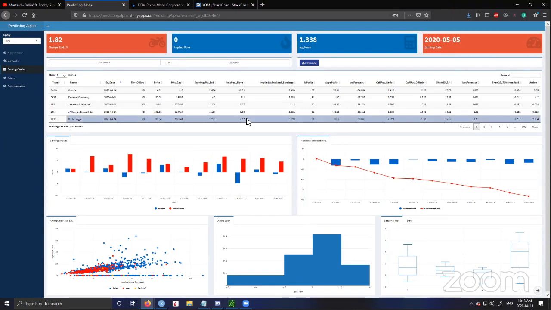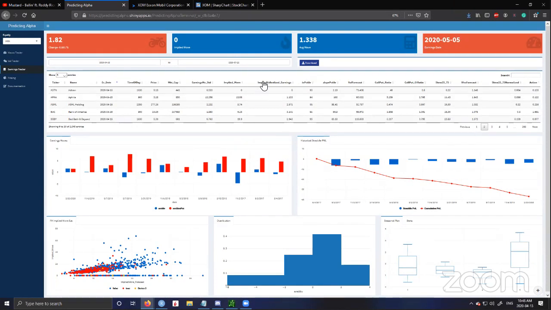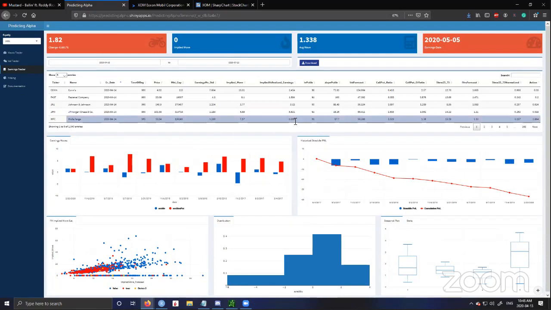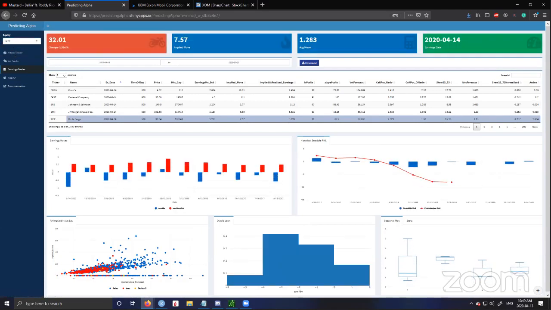Okay, let's look at WFC just because it's so juicy. All right, let's do it. Okay, let me just make sure. Yeah, I'm looking at this column here, and this is just out of this world juicy. So we could talk about why this is so juicy.